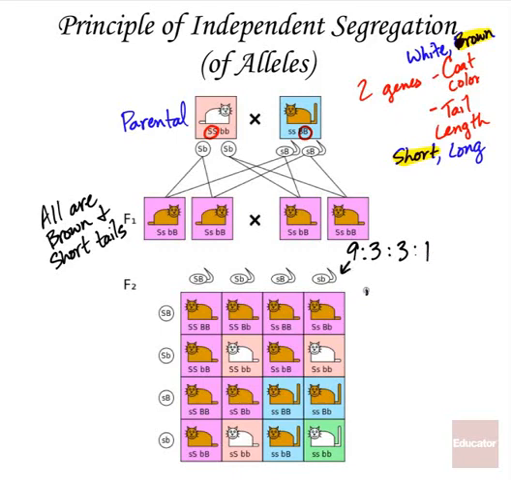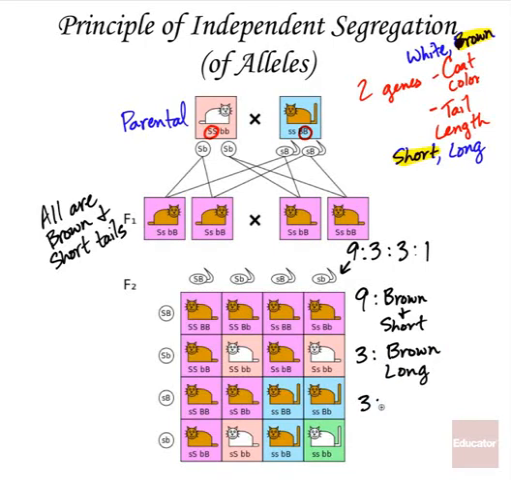And what is it? It's going to be 9 in the double dominant, right? So 9 are going to be brown and have short tails. 3, these next 3, are going to be one of the heterozygous looking ones, to where you're going to be dominant in one trait and recessive in another trait. So 3 are going to be brown with long tails.